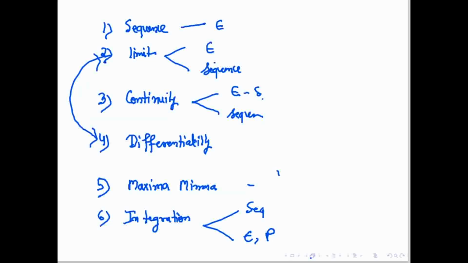So now the same thing we will do again. I will first see sequence, limit, continuity. So this is the half part of the syllabus. Now we'll start the other half part of the syllabus, and the same topics will come again: sequence, limit, continuity, differentiability, maxima, minima, and integration. Whatever we have seen till now is only for the real valued function.